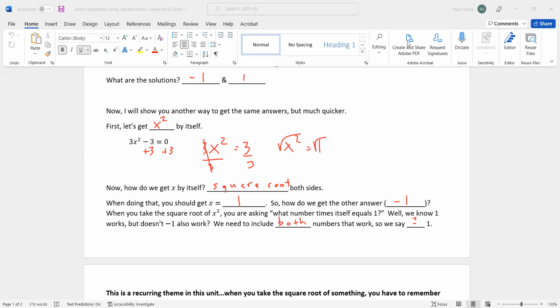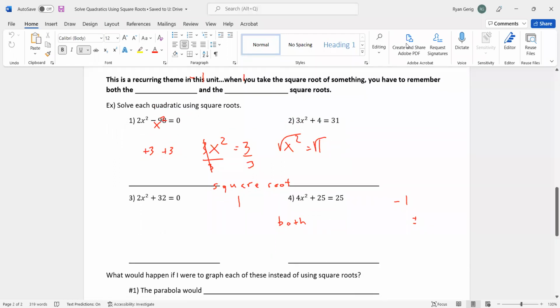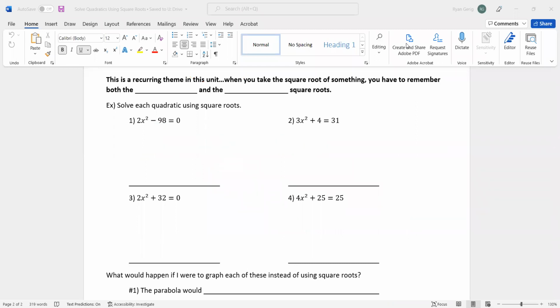And that's something, like I said, I haven't talked about. When you take the square root of a positive number, it's a positive or negative root. Okay, and you're going to see that's a recurring theme. I'm going to go ahead and scroll down, go to the next page. This is a recurring theme in this unit. When you take the square root of something, you have to remember both the positive, which is easy to remember, but also the negative square root.